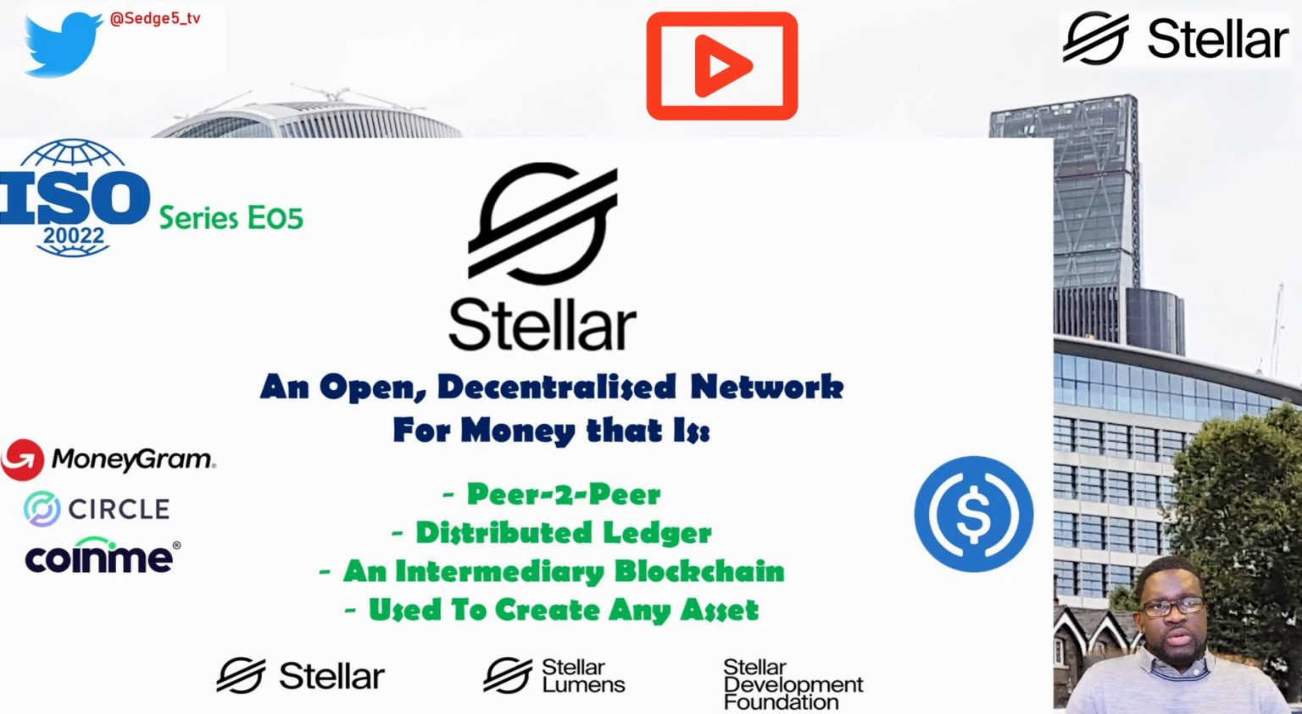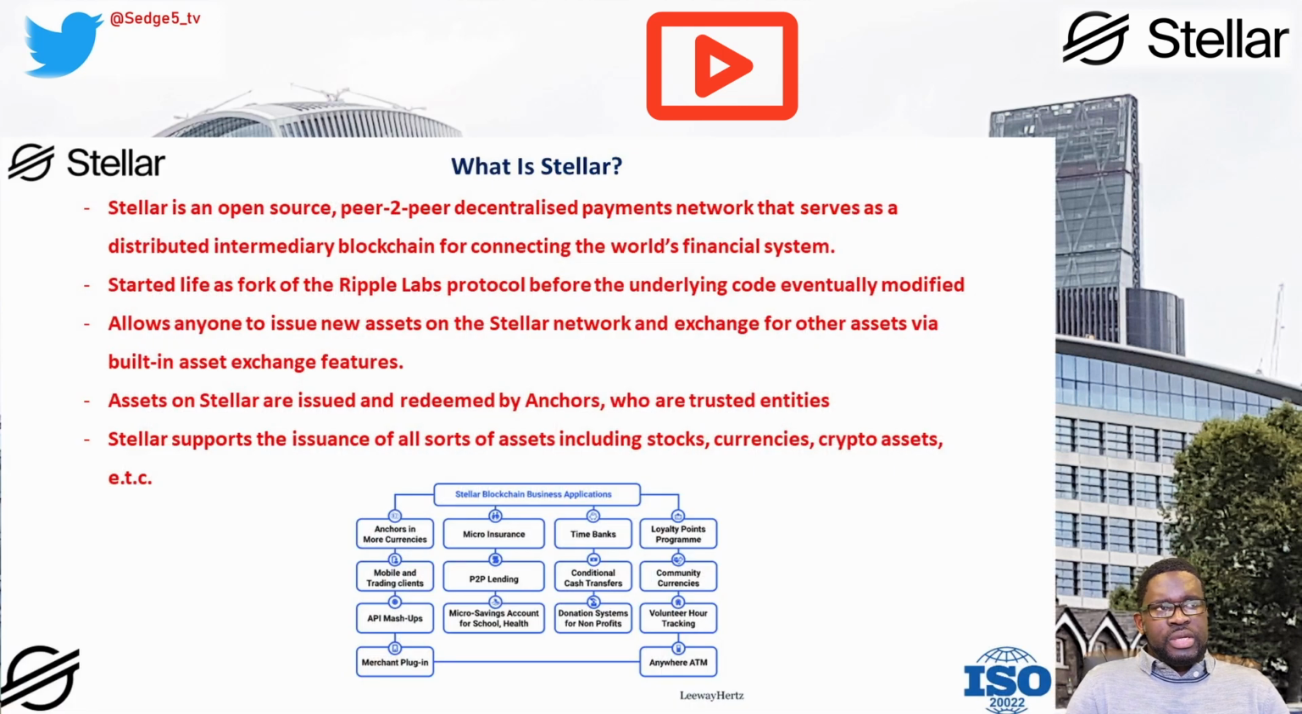So what is Stellar? Well, Stellar is an open source peer-to-peer decentralized payments network that serves as a distributed intermediary blockchain for connecting the world's financial system. Created in 2014 by Jed McCaleb following his departure from Ripple, and Joyce Kim, Stellar is based on distributed ledger technology, similar to Ripple's own ledger technology. No surprises here since Stellar started life as a fork of the Ripple Labs protocol before the underlying code was eventually modified to suit the Stellar Development Foundation's own roadmap.